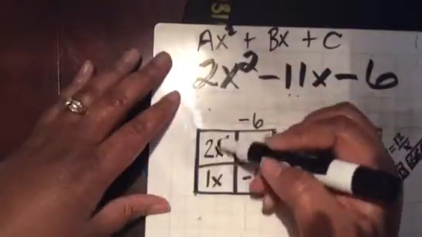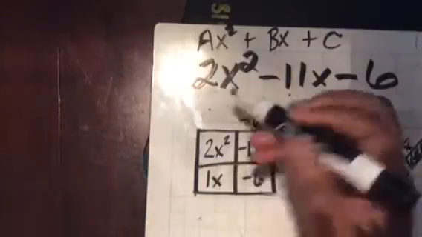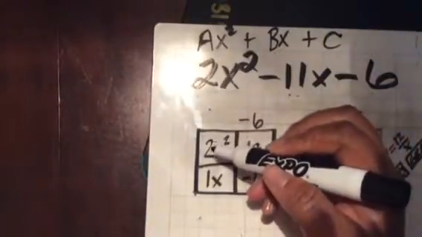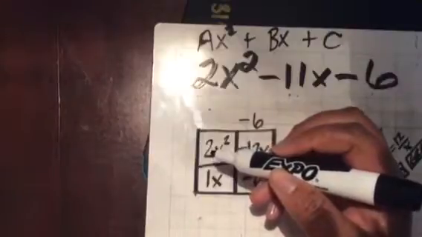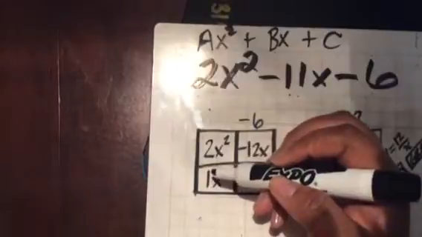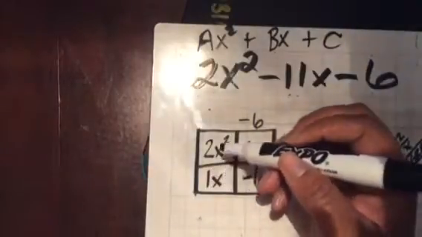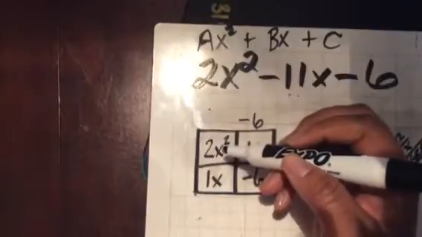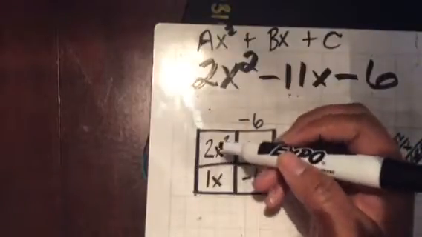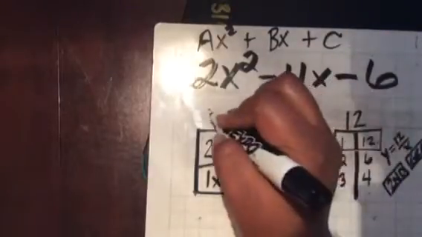Let's do these two. 2x squared and 1x. What number do they have in common? What factor do they have in common? Well, it's 1, of course. And we're not going to write 1 because we don't have to. But what about the x's? How many x's can I get out of this? Well, I can only get 1x. So x goes on top.